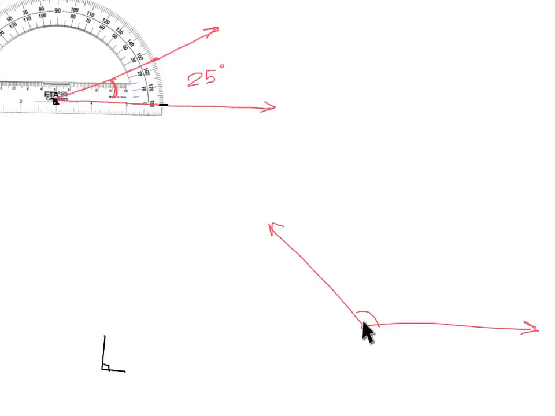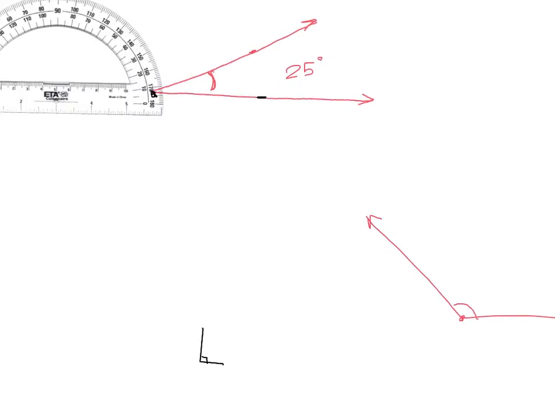Well, it's definitely bigger. But is it closer to 90 than it is to the next increment of 90? So we're counting by 90, 180. So is it closer to 90 or is it closer to 180? Well, to me, it looks a little bit closer to 90. But I'll let you measure and see. Or we'll measure together and see.